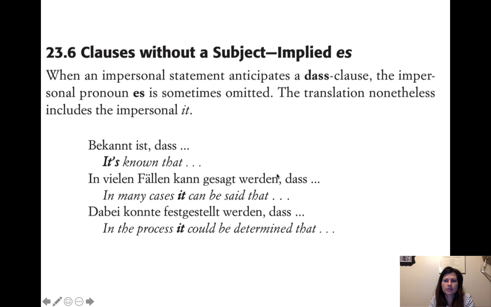That's just how these sentences are made sometimes. And then the dass, right? Dabei konnte festgestellt werden. In the process, it could be determined that, but if you look, there's actually no it in there. In the process, could determined be, in the process could be determined that, and so when you translate it, you think, well, that sounds a little wrong, but then you add the it, and you're like, oh, then that's how you would say it in English.